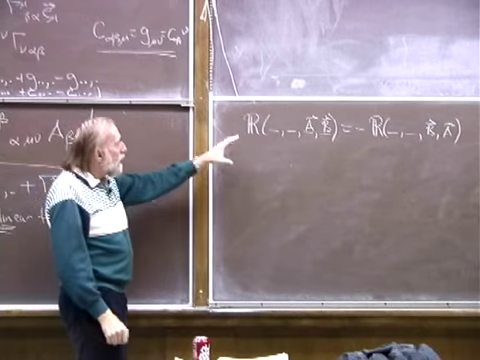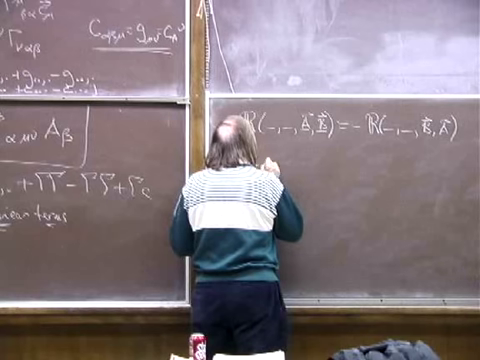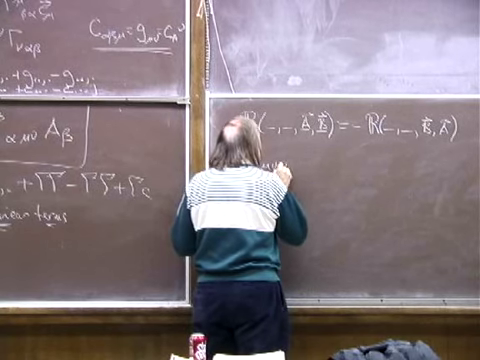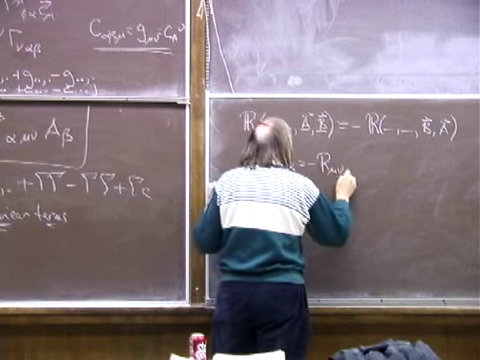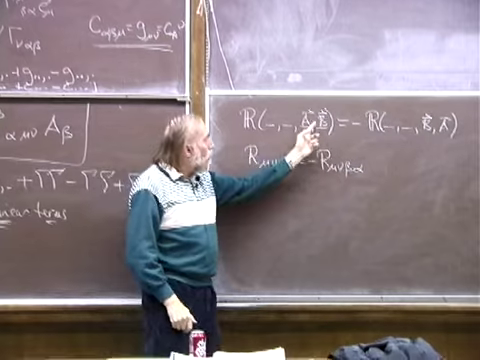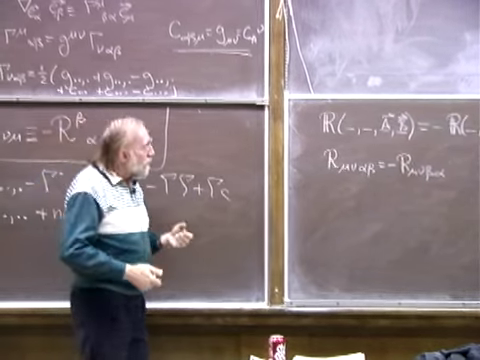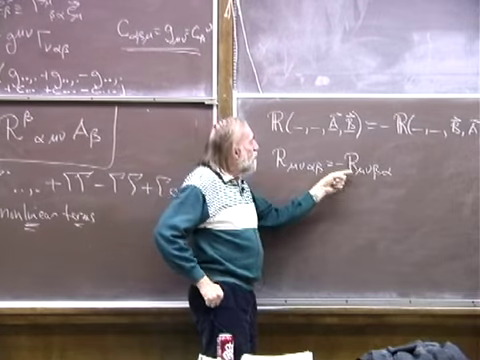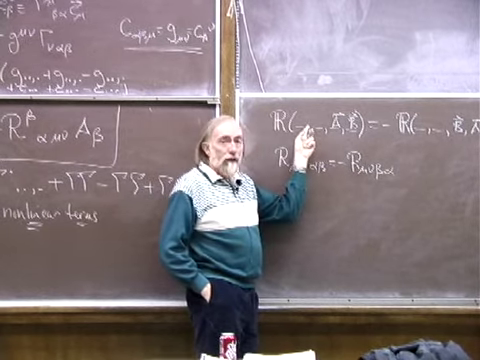So that's the meaning of it. In terms of slot naming index notation, it says R mu nu alpha beta is equal to minus R mu nu beta alpha. If you interchange the slots, or interchange the order in which you put vectors in the slots, you pick up a minus sign. This formula then has two meanings. In slot naming index notation, it's equivalent to that.